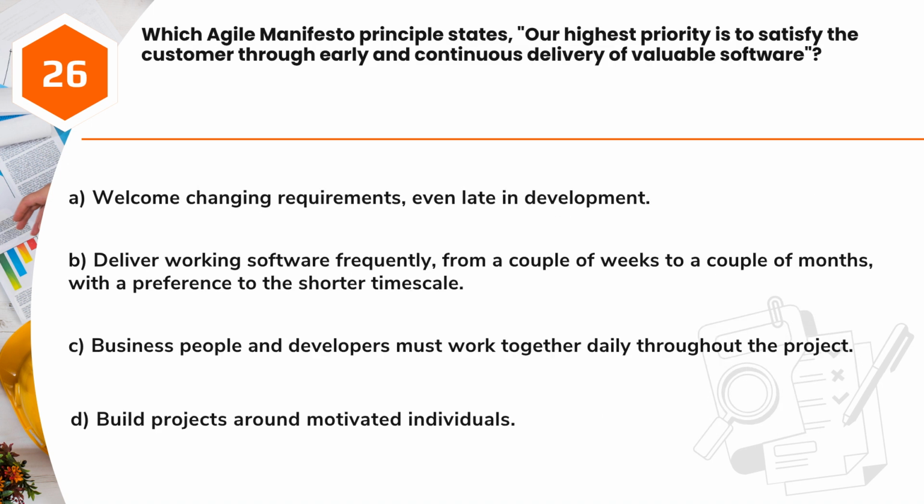Question 26. Which Agile Manifesto principle states, "Our highest priority is to satisfy the customer through early and continuous delivery of valuable software"? A. Welcome changing requirements, even late in development. B. Deliver working software frequently, from a couple of weeks to a couple of months, with a preference to the shorter timescale. C. Business people and developers must work together daily throughout the project. D. Build projects around motivated individuals.